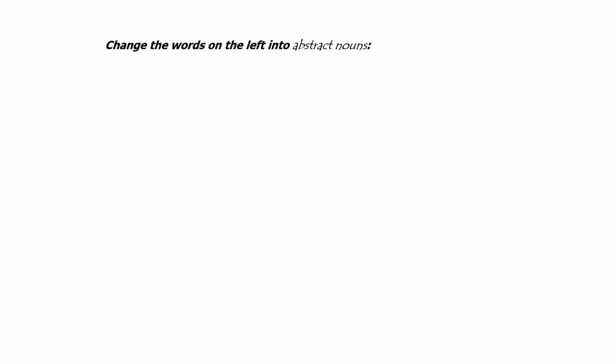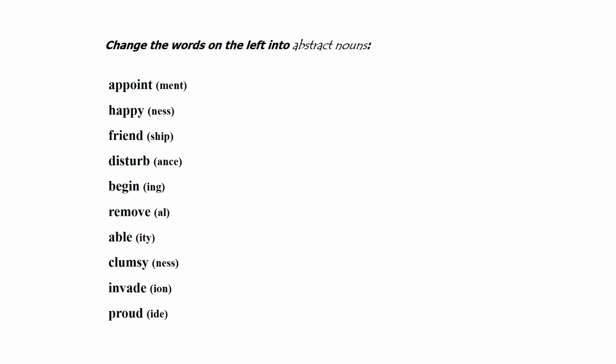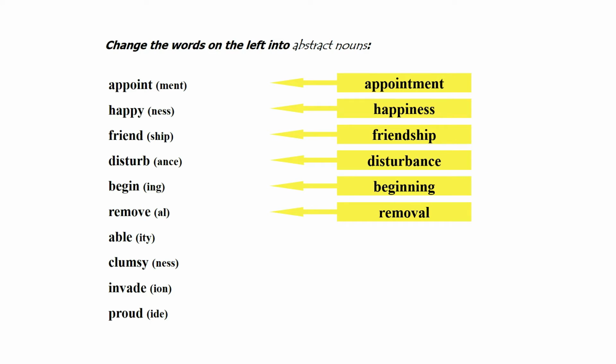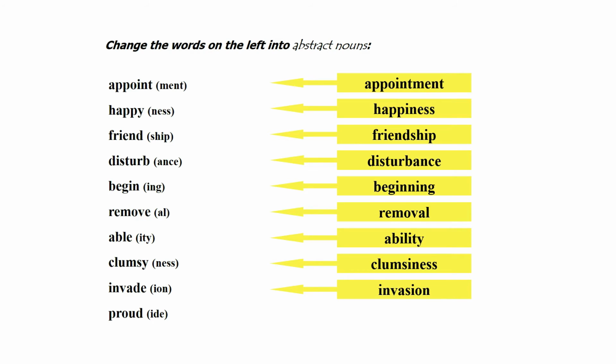Let's do some more just to consolidate your knowledge even further. So we have a list again of words and we're going to change them into abstract nouns. Let's begin. Point will become appointment, happy will become happiness, friend will become friendship, yes. Disturb will become disturbance, begin becomes beginning, remove becomes removal, able becomes ability, clumsy becomes clumsiness, invade becomes invasion, and proud becomes pride.